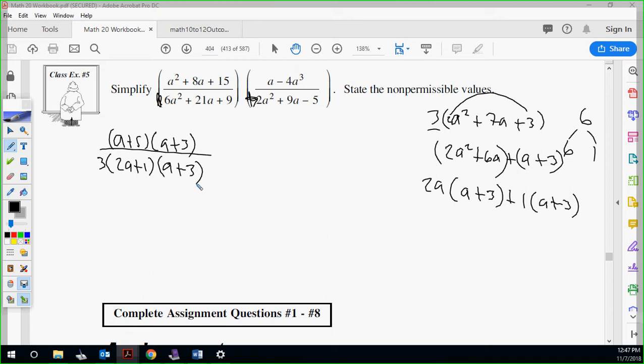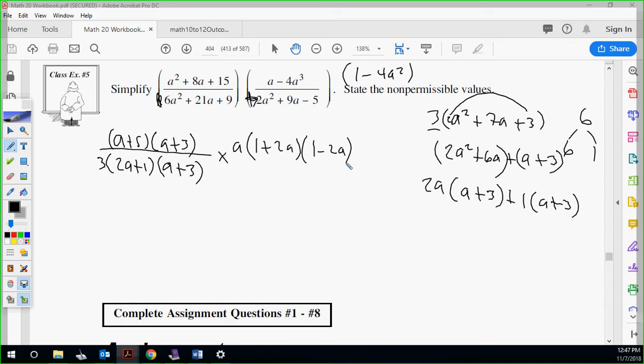Now we're going to go to the top right. So the top right, you can pull out an a. And when you pull out the a, it gives you 1 minus 4a squared. Well, what's 1 minus 4a squared? Difference of squares. Yeah, it's a difference of squares. So it's going to be 1 plus 2a, 1 minus 2a. Because 1's a perfect square, 4's a perfect square, and then a squared, right? Difference of squares.